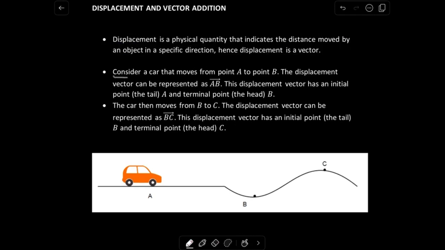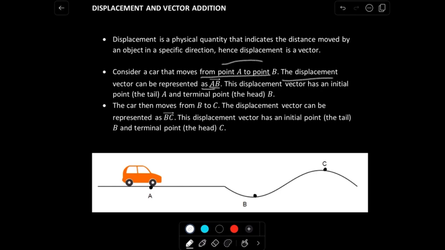So let's consider a car that moves from point A to point B. On this diagram, let's have point A there, and here is point B, and there's also point C. We'll get to that just now. The displacement vector can be represented as AB. Remember, we're moving from point A to point B. The displacement vector AB has an arrowhead above it.